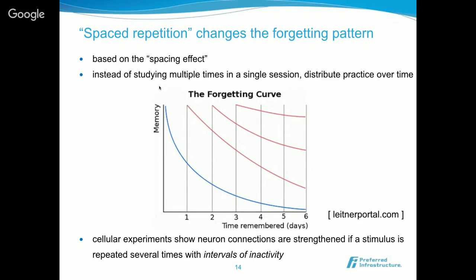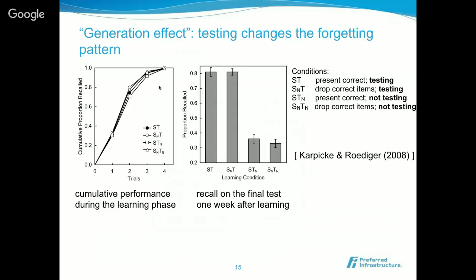So additional result from neuroscience on forgetting shows that neuron connections are strengthened if a stimulus is repeated several times with intervals of inactivity in between the stimuli. A second way that we could use to improve on the forgetting pattern is the so-called generation effect.